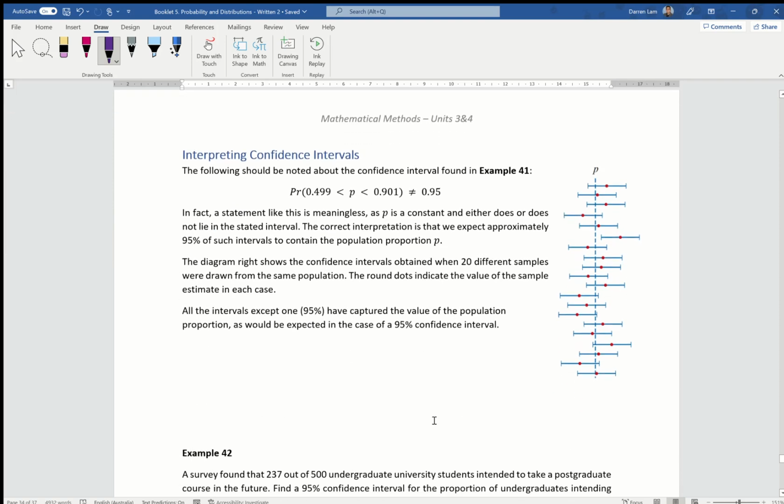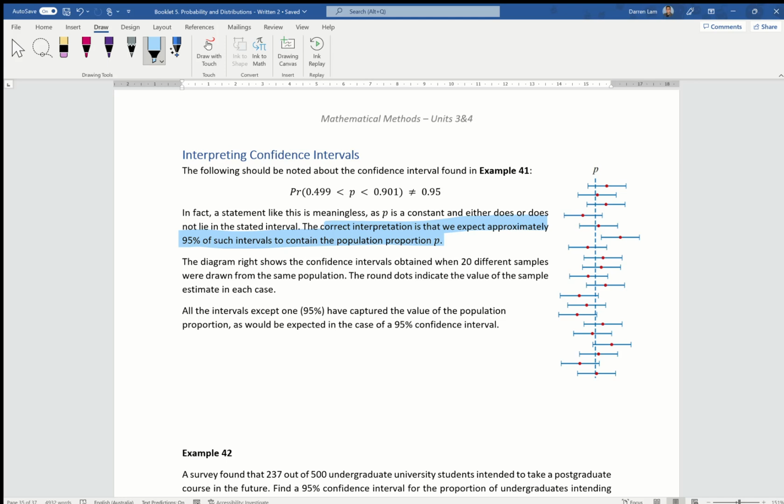Move on to page 33. Interpreting that interval. Remember that the probability of 0.499 to 0.901, where p is in the middle, of course, does not equal 0.95. That is not what this calculates. Instead, we're saying that approximately 95% of such intervals contain the population proportion P. On the right-hand side, you can see the blue value where we've calculated the confidence interval. The confidence intervals on the right-hand side were obtained when 20 different samples were drawn from the same population. The round dots indicate the sample estimate in each case.